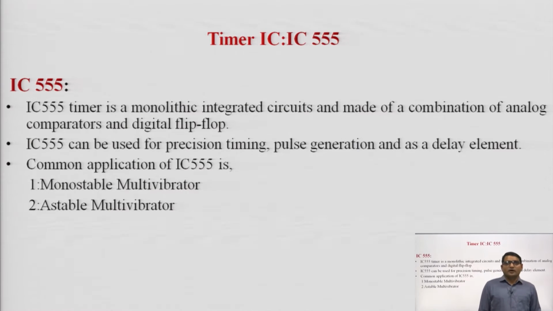The IC 555 timer is a monolithic integrated circuit which is made of a combination of an analog comparator and a digital flip flop. It means we can say that the IC 555 timer is a mixed mode IC, and a mixed mode IC is basically a combination of both parts, where some components are analog and some are digital. Next, the IC 555 timer can be used for precise timing pulse generation as a delay element.